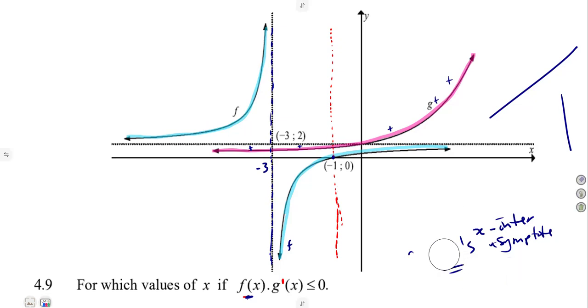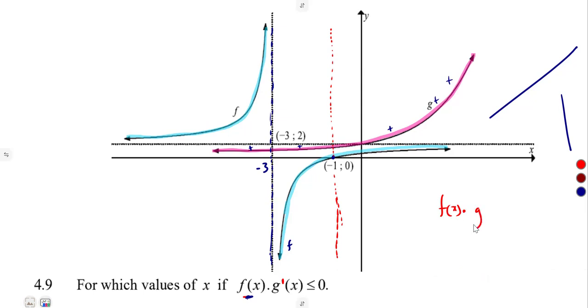Let us now answer our question. Where do we have f of x multiplied by the first derivative of g having values less than or equal to 0? Where are we going to have negative? So it's going to be positive to negative, negative to positive. So we check if any of these is occurring. All right, so let's start with the critical value.